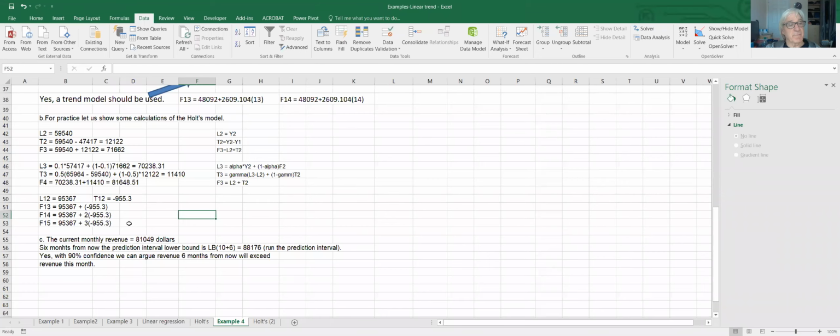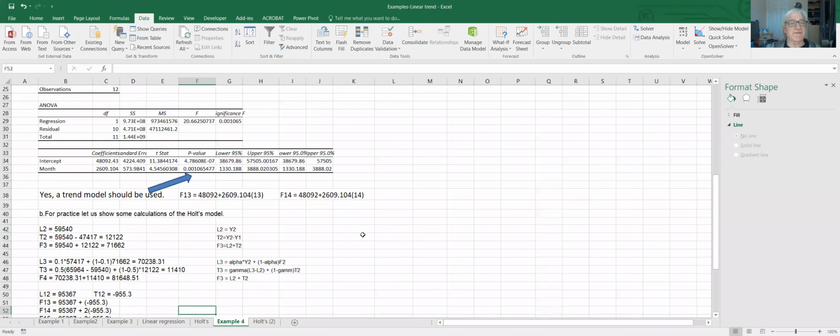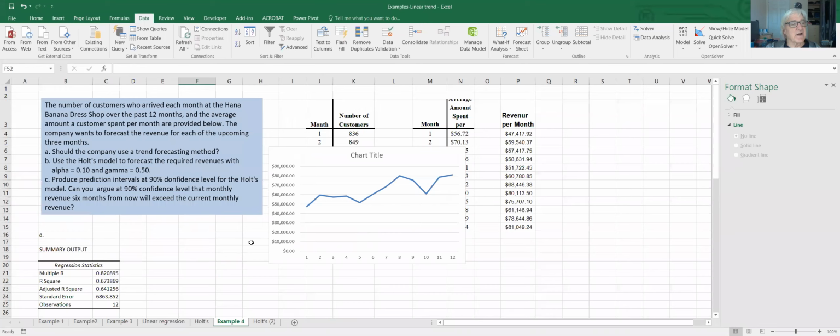Everything is the same. But I want you to notice, I am using alpha of 0.1 and gamma of 0.5 in order to create the forecast for this time series. And this time series is represented by this line. Everyone will see that this is an increasing level, increasing in a linear fashion. So you have linear trend, but positive, not negative. The slope is positive.